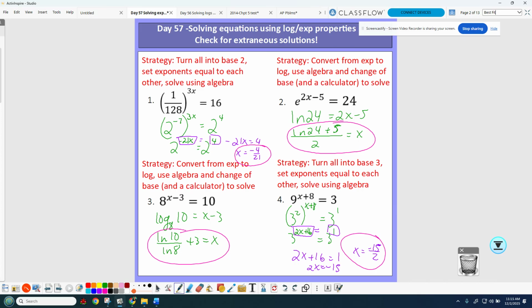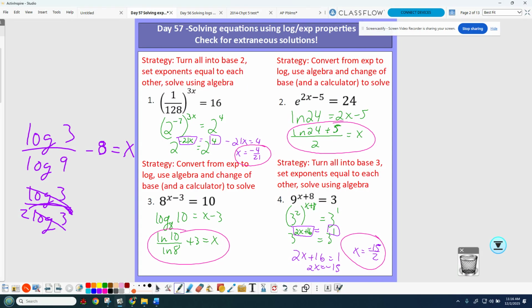For that one, why couldn't you just do log 3 over log 9 and then minus 8? You get negative 7.5. Okay, if you know without a calculator what log 3 over log 9 is, can you tell me? Well, 9 is 3 squared, so I can bring that number out front. Log 3 over log 3 is a half. So a half minus 8 is negative 7.5. So it was doable.